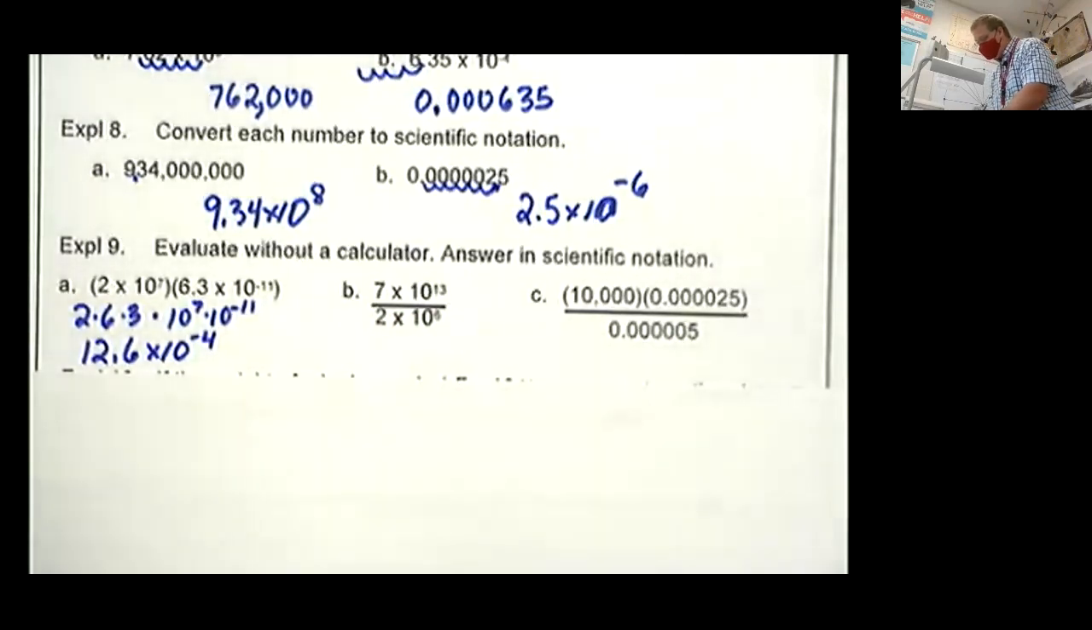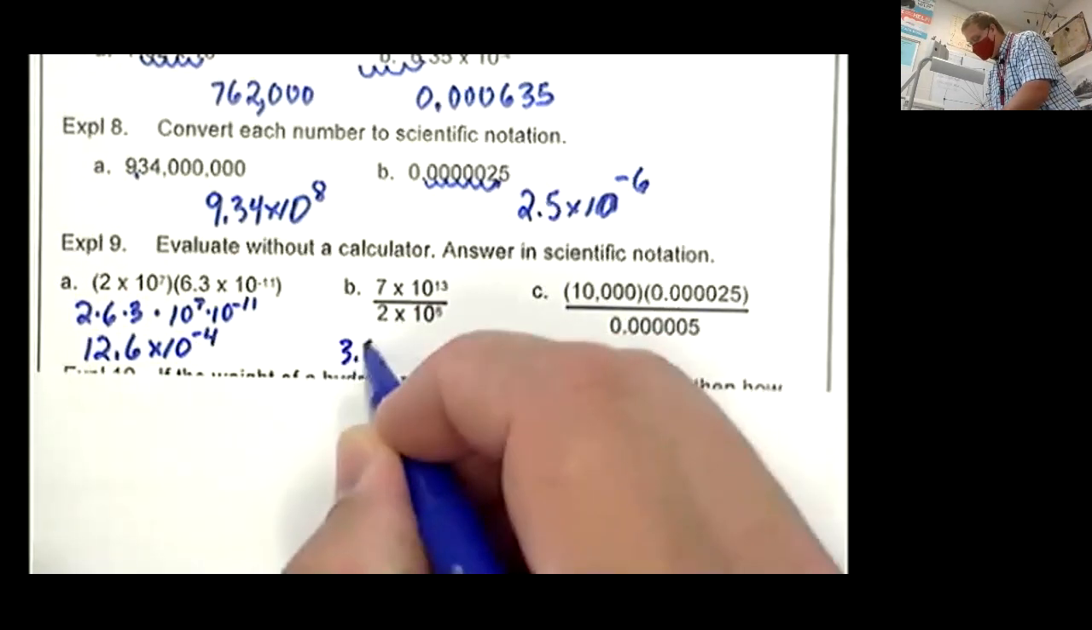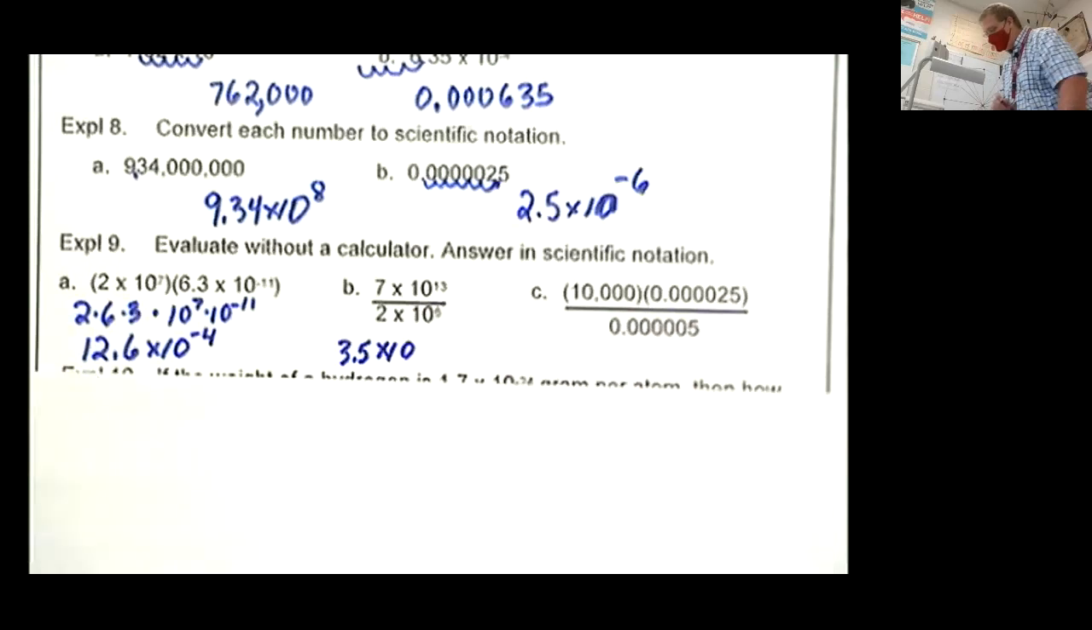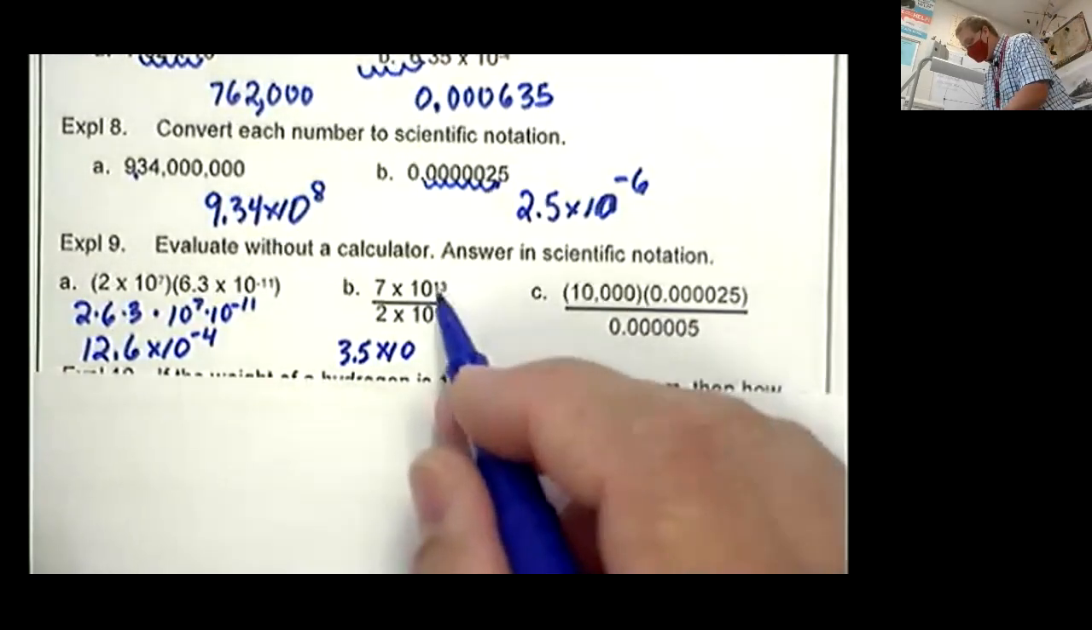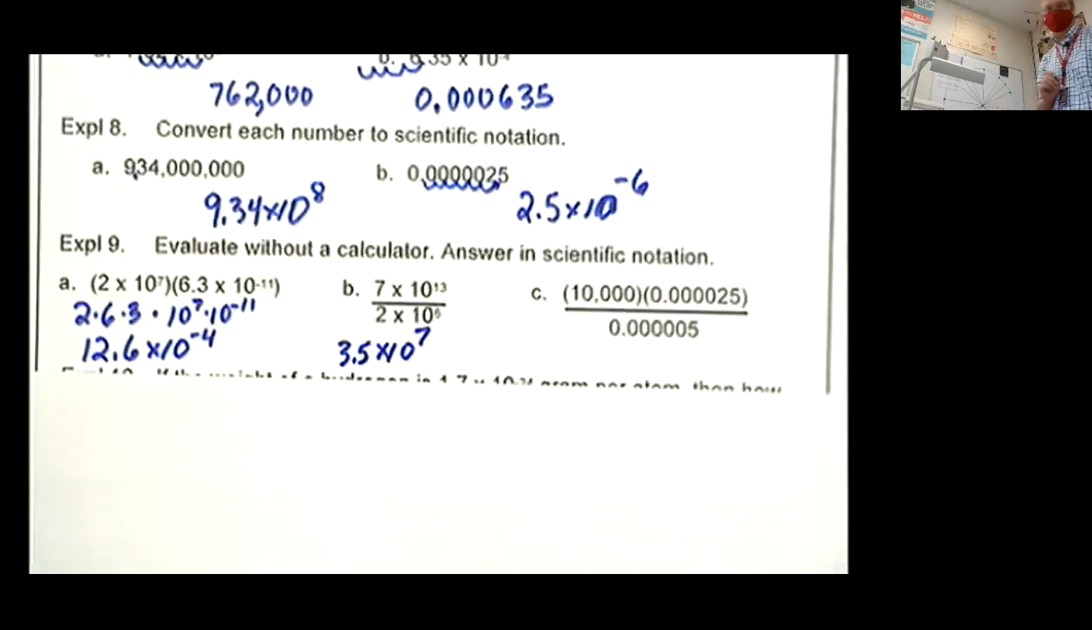Letter B, same thing. We want to just do the division. 7 divided by 2. Well, 7 divided by 2 is 3.5 times 10. Because we're dividing the tens, we're going to subtract the exponents. 13 minus 6 is 7. So 3.5 times 10 to the 7th.